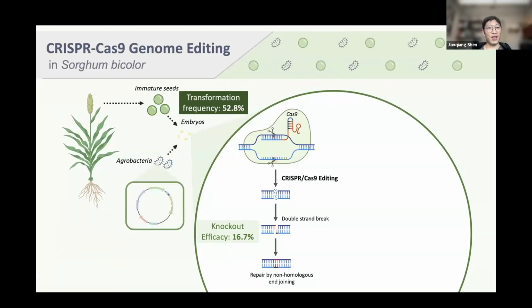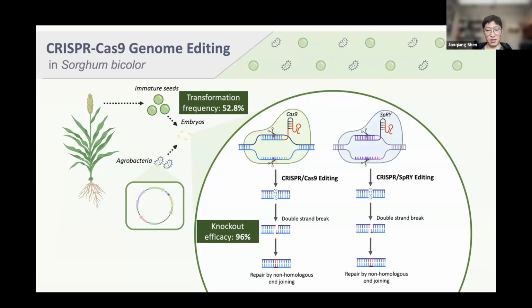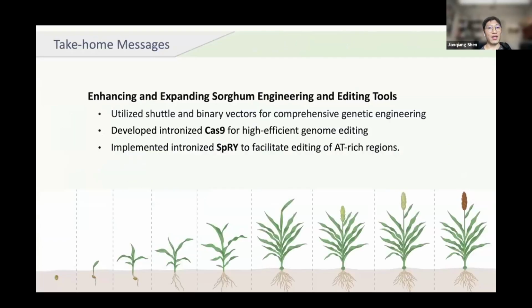Okay, so here is a summary. We improved the editing efficiency from 17% to 96%, at least in monocistronic. We also developed a Sprite editing system. And the last slide is the take-home message. We utilized the shuttle and binary vector for genetic engineering, and also developed the internalized Cas9 for high efficiency genome editing, and implemented the internalized Sprite to facilitate the editing of AT-rich regions.